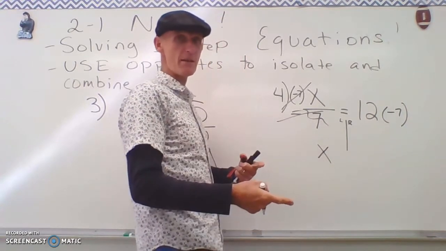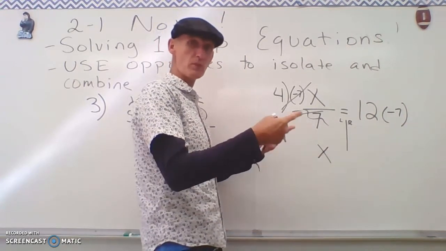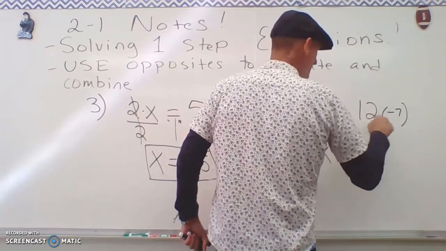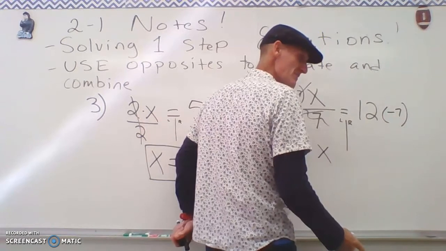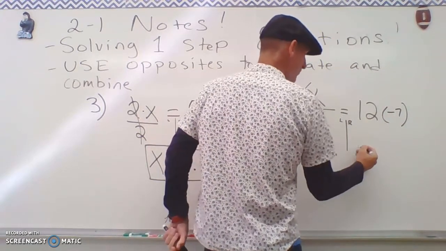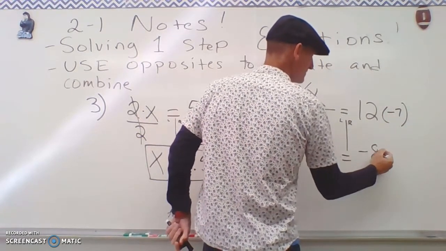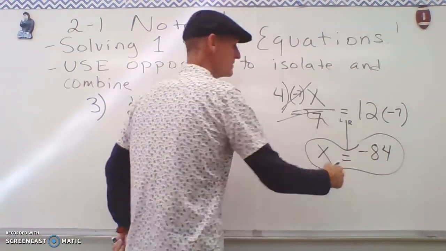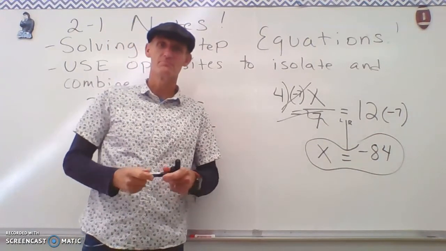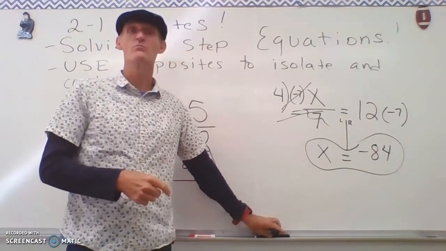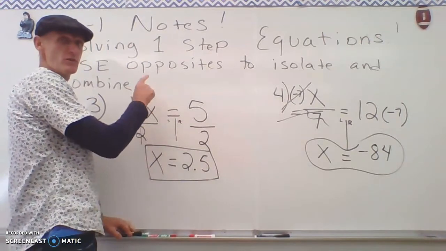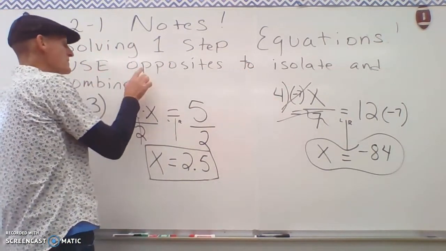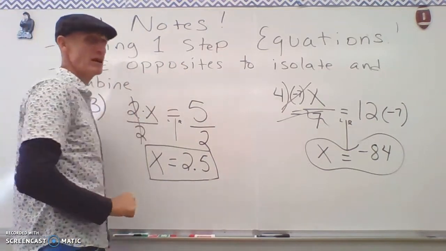So that's the one step. Multiply both sides by negative 7. And then 12 times negative 7 is negative 84. And x equals negative 84 is what I get. So, those are your 2-1 notes, solving one-step equations. You've got to use opposites to isolate and then combine.